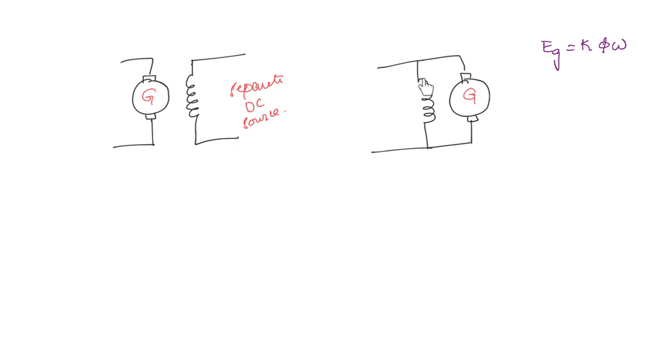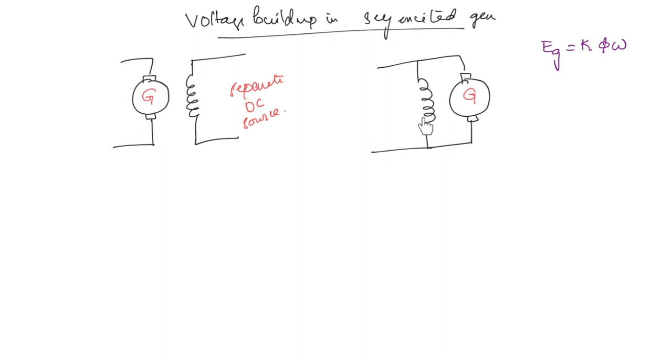So now how will you get the field in a self-excited generator? That is what we are going to discuss now. Voltage buildup in a self-excited generator. So first we will consider the shunt generator, where the field winding is in parallel to the armature. The field winding is going to have a residual amount of flux present in it. Now what is residual flux? If you remember, it is the magnetization of the core that will remain even after the excitation is removed, okay?